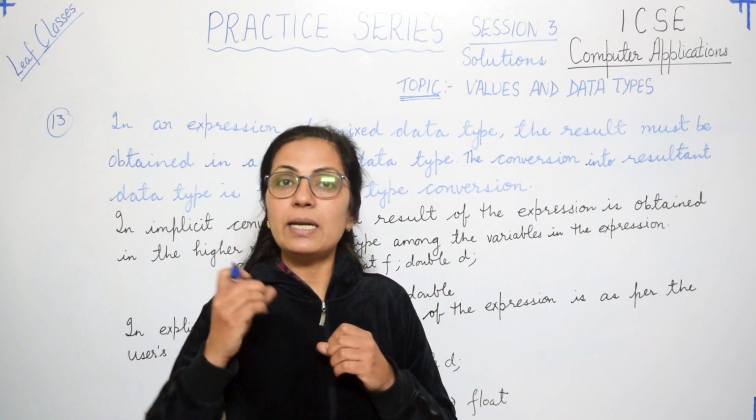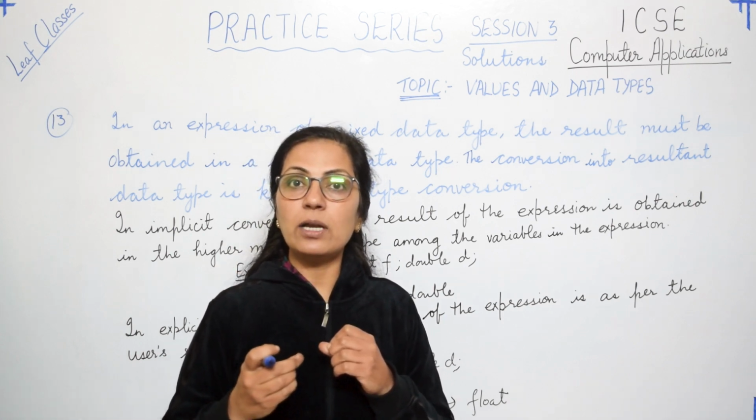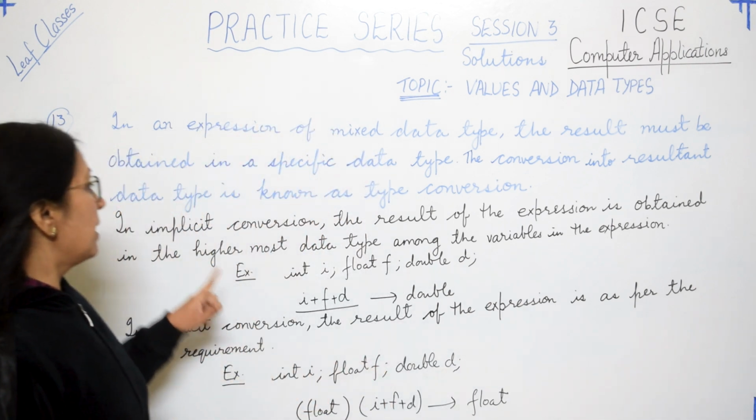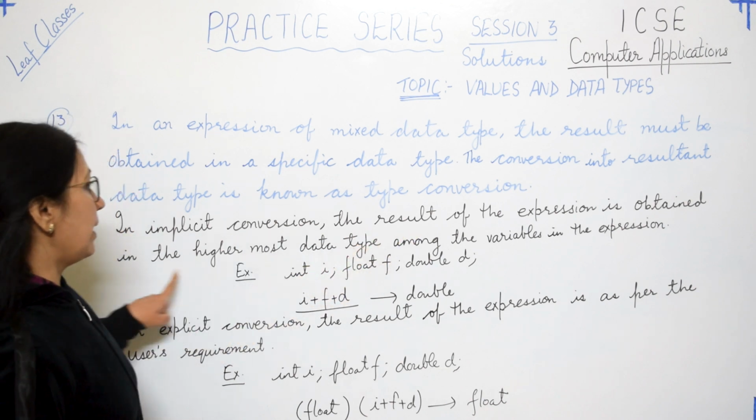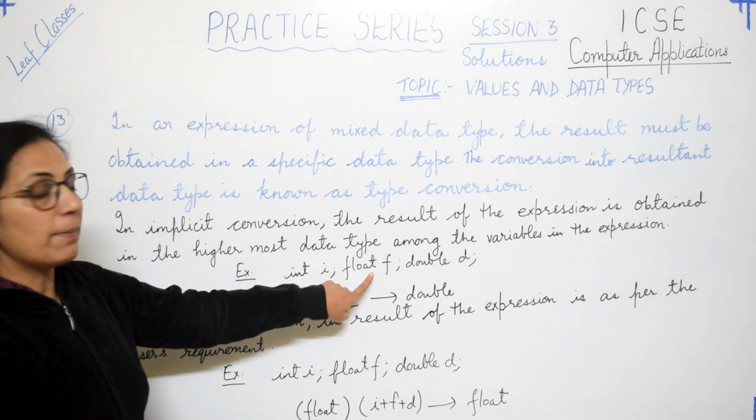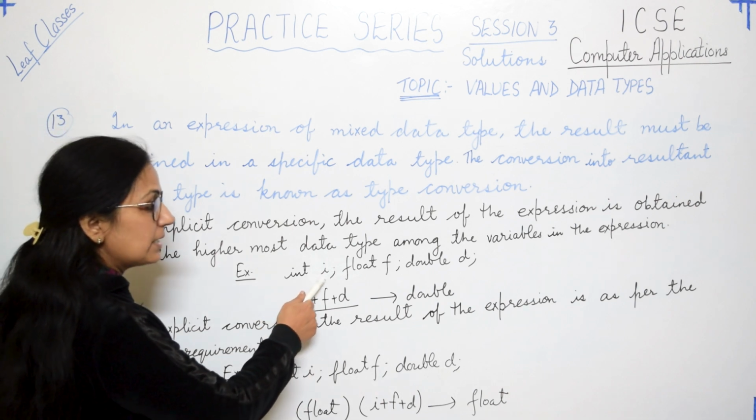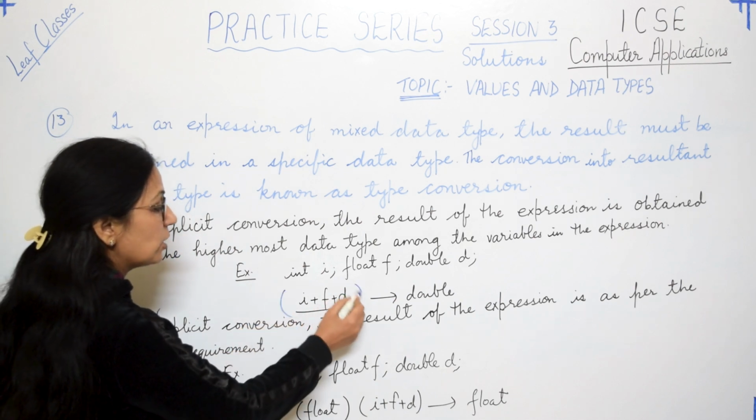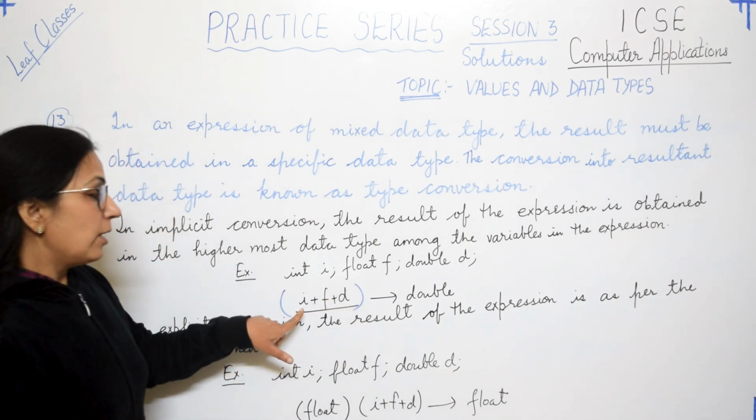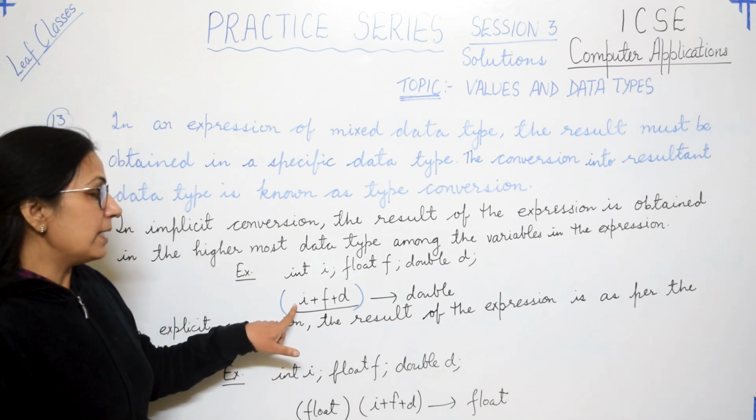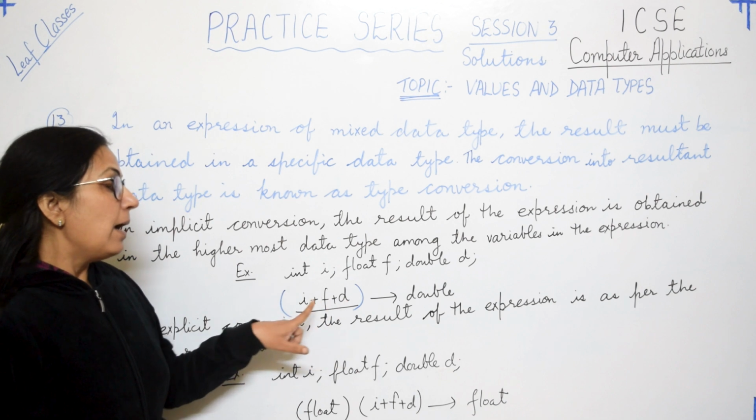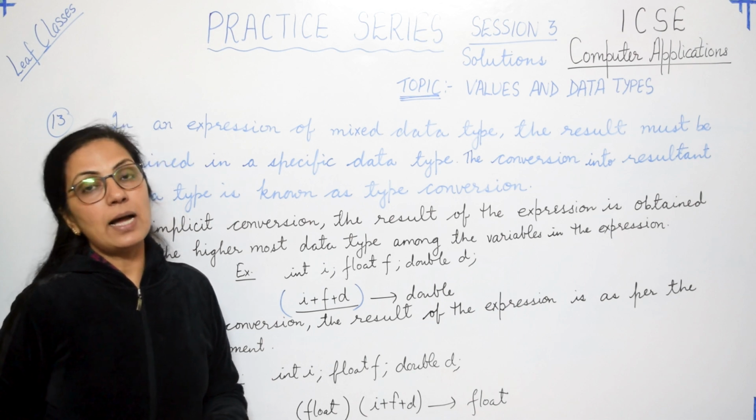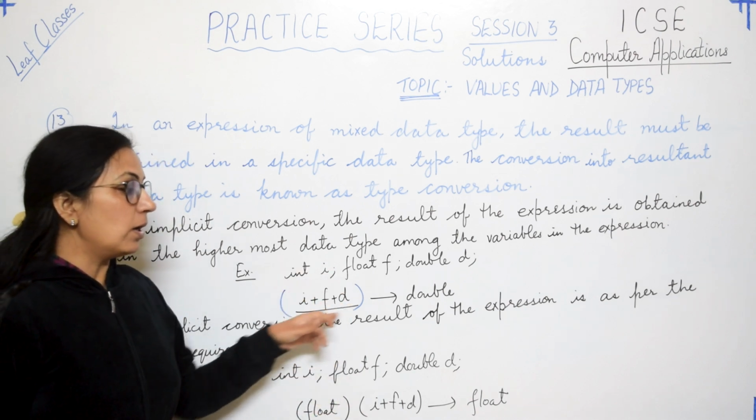You give different data types in one expression, and according to the highermost data type, the resultant data type is obtained. In implicit conversion, the result of the expression is obtained in the highermost data type among the variables. Here, I have taken i as int type, f as float type, and d as double type, and I have written the expression i + f + d. Now here we are finding the sum, one is int, one is float, one is double. But the result will be in double because double is the highermost data type among all the variables which we have used.